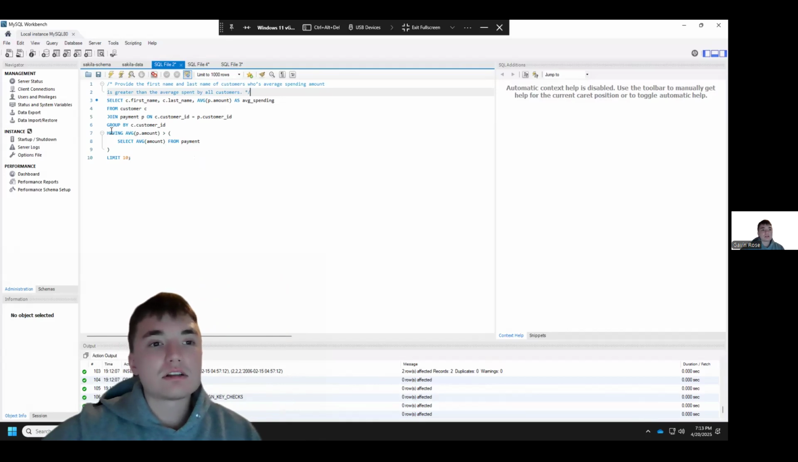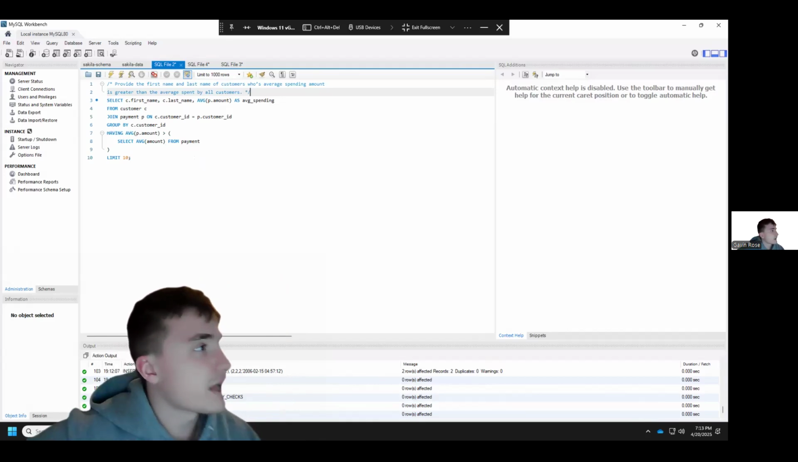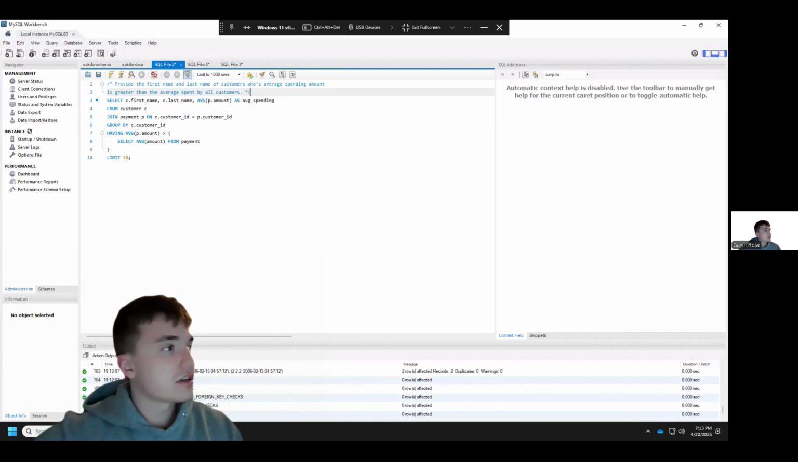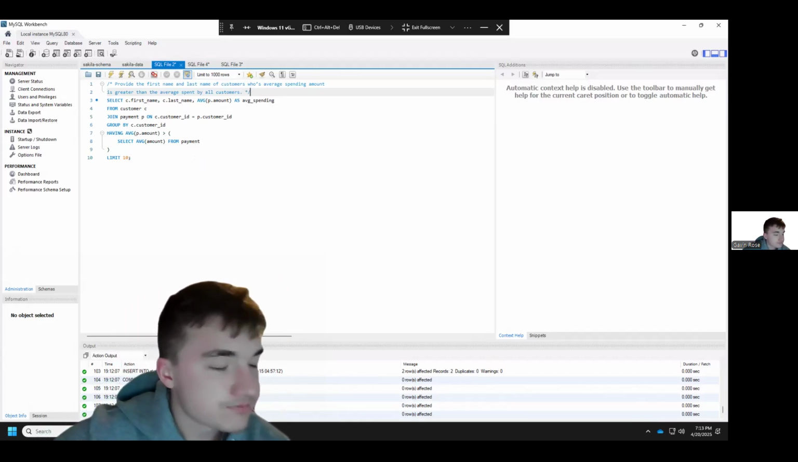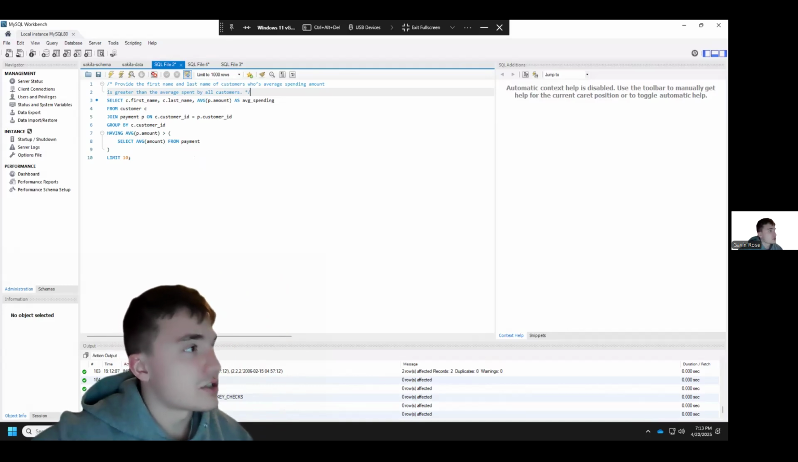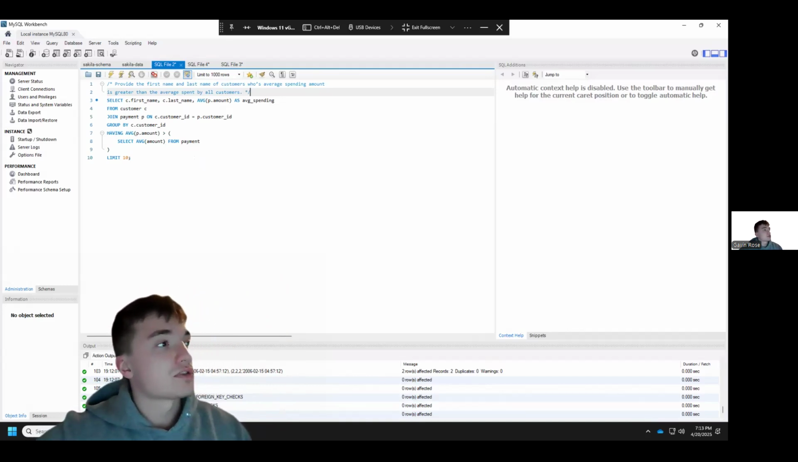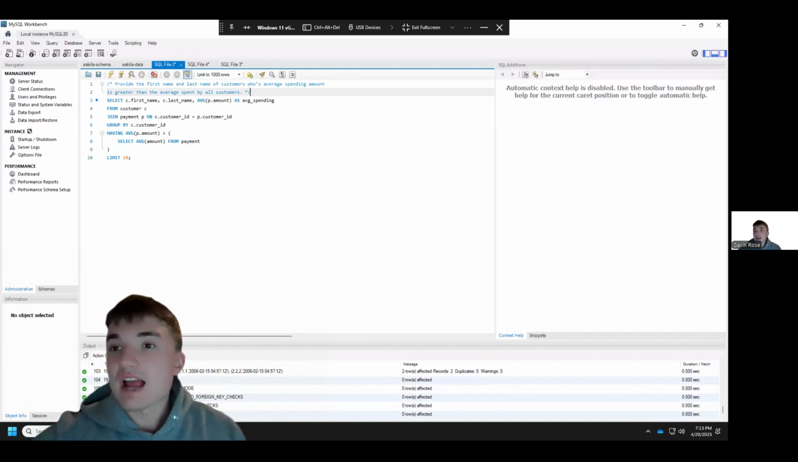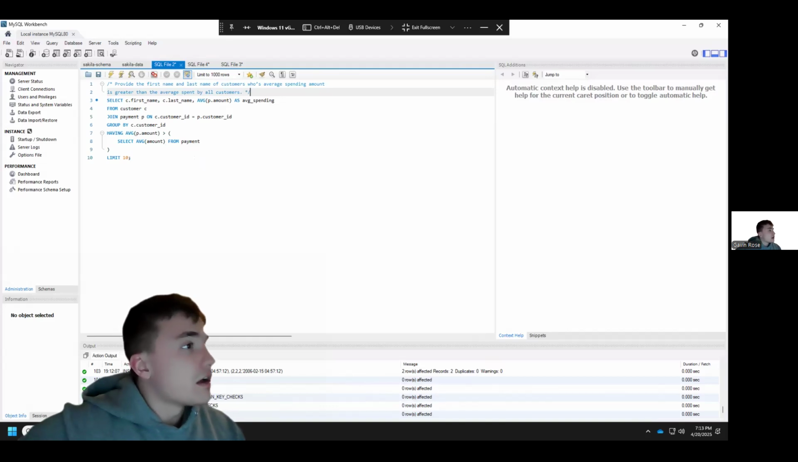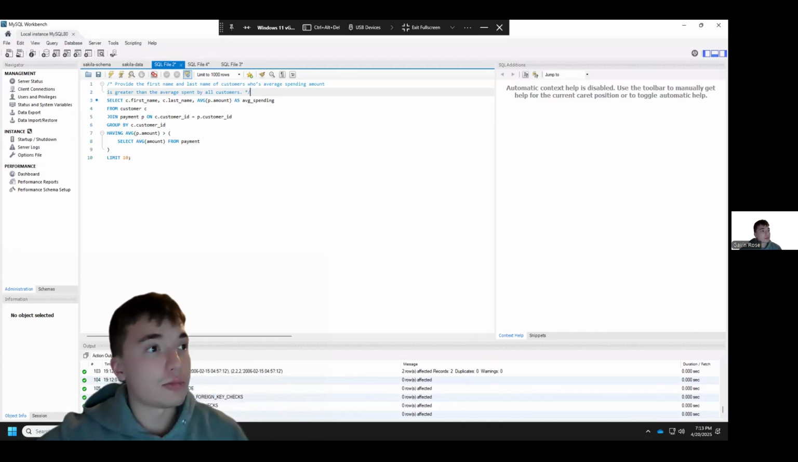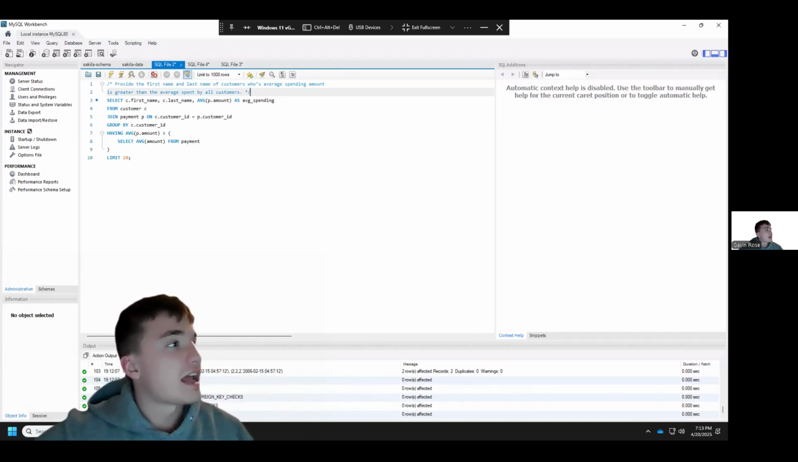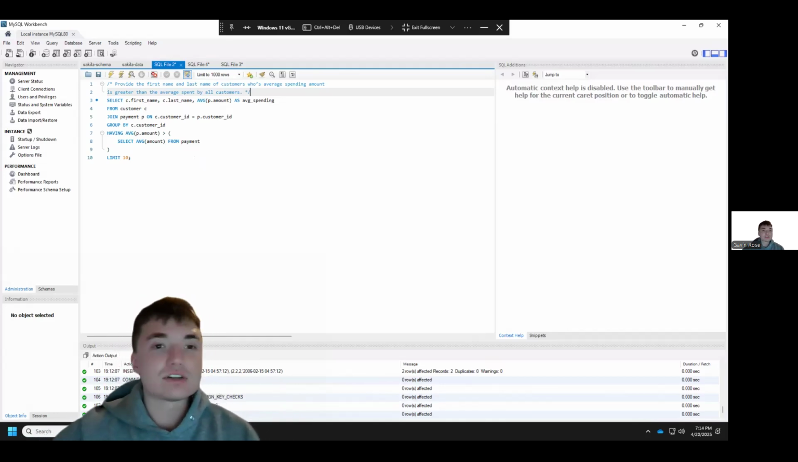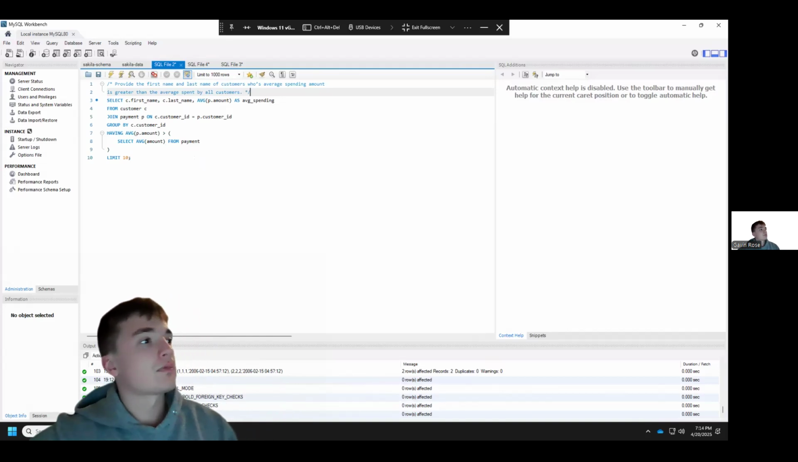Then we have a little nuance function here. We have HAVING AVG(p.amount) > (SELECT AVG(amount) FROM payment). And when you break this down, what it does is filter the group results so we only include customers whose average spending is greater than the global average. And then HAVING is like WHERE, but it's used with grouped data and aggregate functions, which we're using right here.